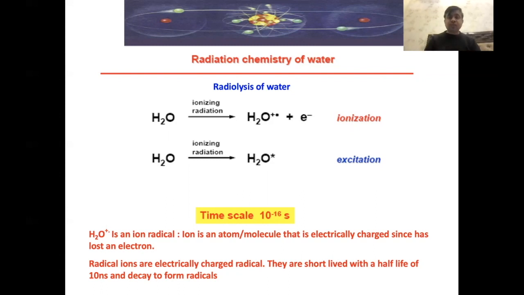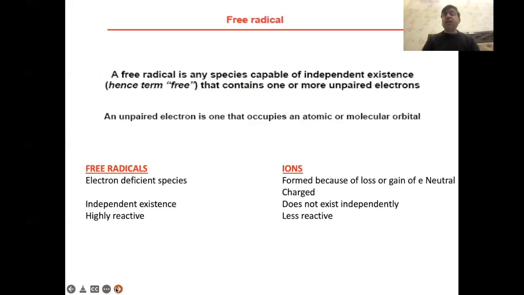Now, what is next is the free radicals. We know that a free radical is any species which is capable of independent existence, and hence we call it free, and it contains one or more unpaired electrons. An unpaired electron is one that occupies an atomic or molecular orbital. It is different from ions, because a free radical is an electron deficient species, while ions are formed because of the gain or loss of electrons. Free radicals are neutrally charged and of independent existence, while ions do not exist independently. Free radicals are very highly reactive as compared to ions, which are considered to be less reactive.